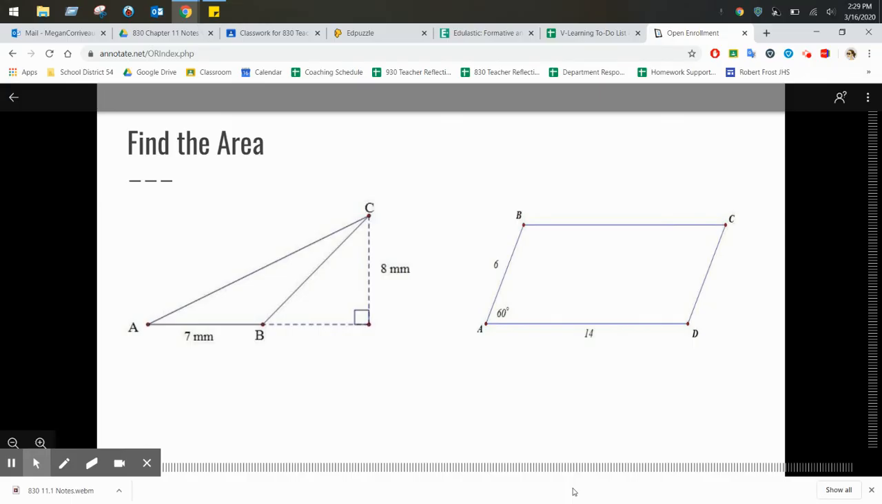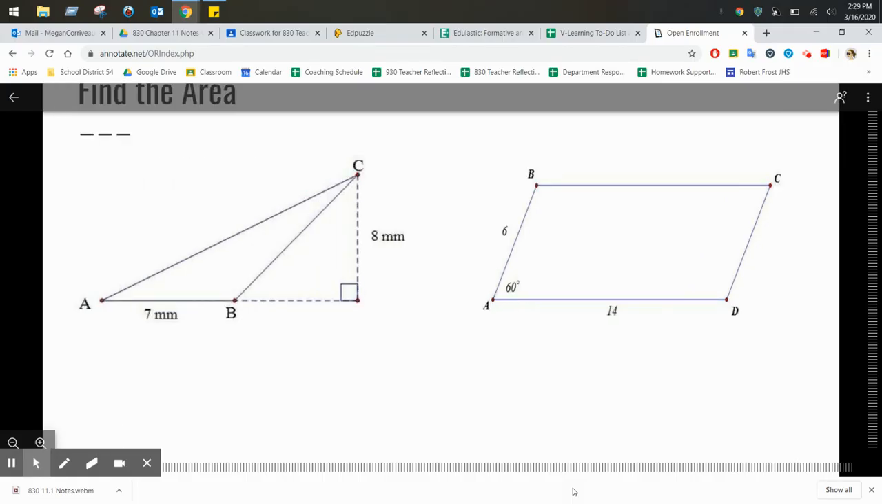First one, I've got a triangle, and the second one, I've got a parallelogram, and we're trying to find the area of each one. So the first one, I've got triangle ABC. Now again, this is the triangle that we are trying to find the area of, right? All of this. That dotted line is just telling you how high point C is off of the ground, if you will, down here, side AB. So I only want the area of that shaded portion there.